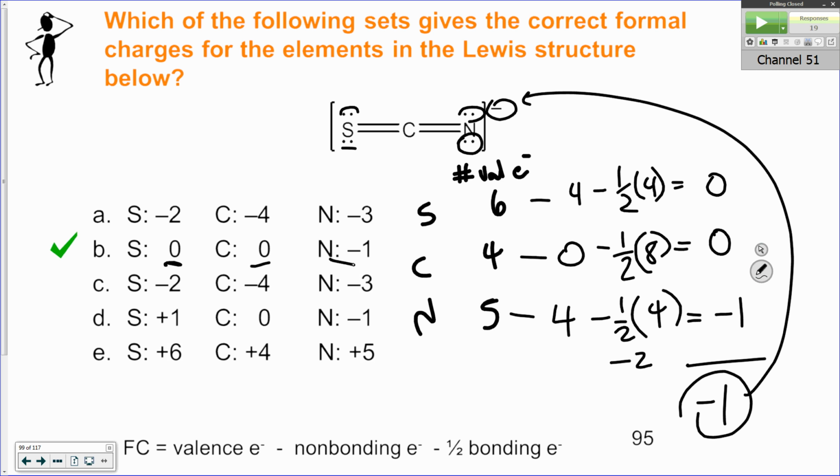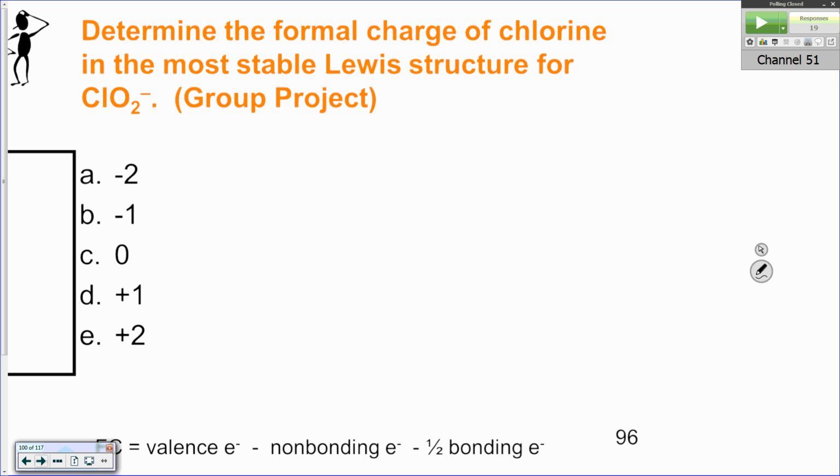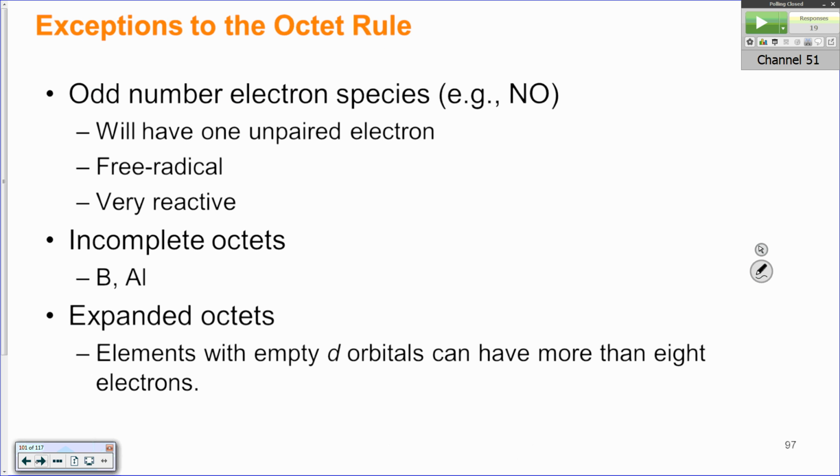You'll have a test question where you'll be identifying the formal charge or choosing the formal charge with the structure. We're going to work problems like that.